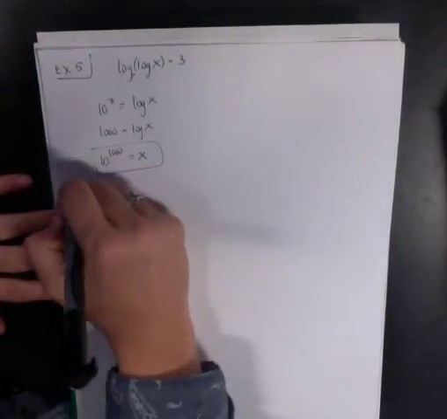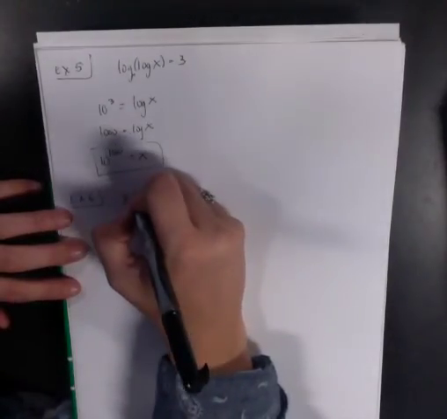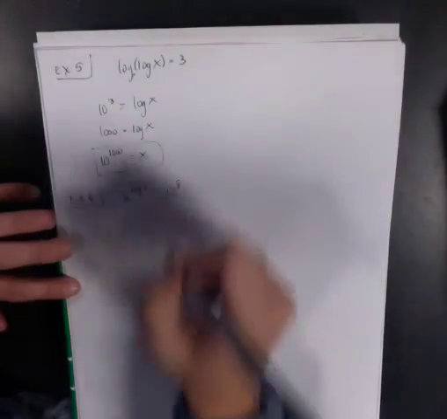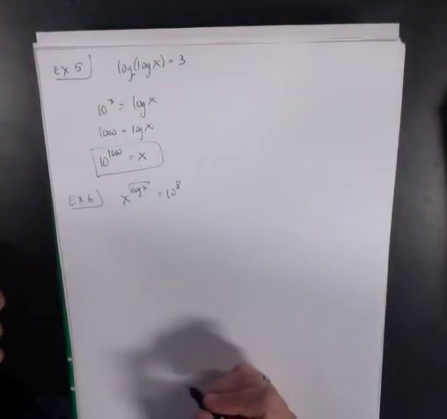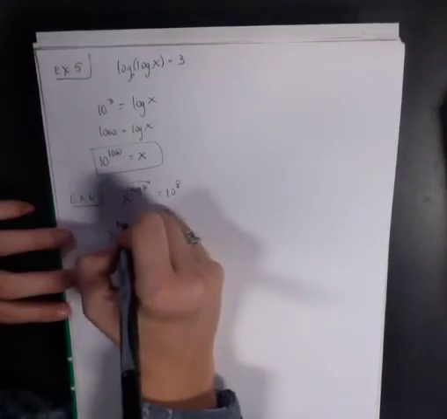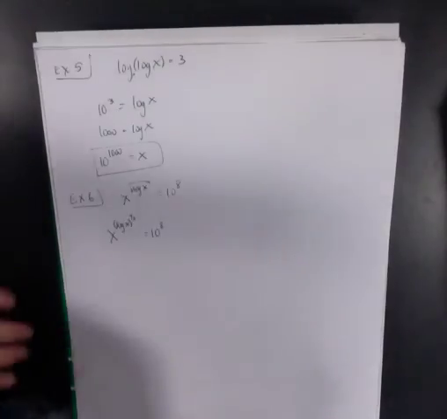Let's do one more. Why not? We've already stretched what we know about logs. Let's stretch it even more. X to the square root of the log of x equals 10 to the 8. Okay, so I'm going to rewrite this. X to the log of x to the 1/2 equals 10 to the 8.